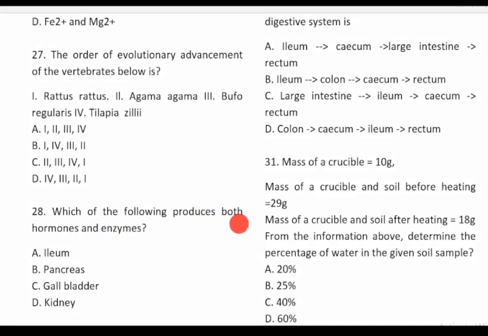And then 28. Which of the following produces both hormones and enzymes? A. Ileum, B. Pancreas, C. Gallbladder, and D. Kidney. It is actually the pancreas that produces hormones, and at the same time it produces enzymes.